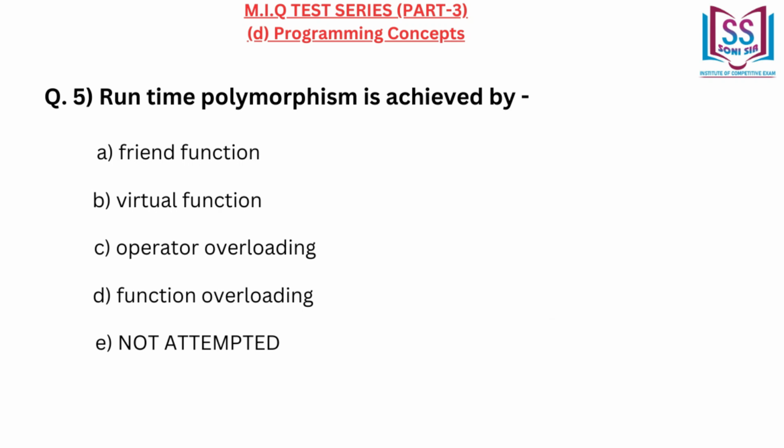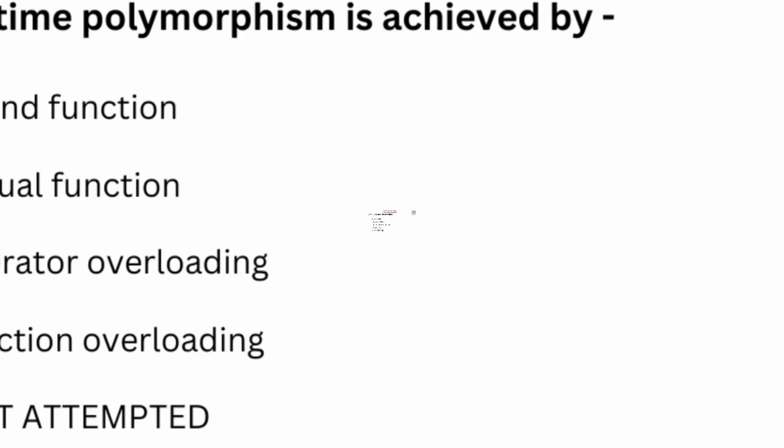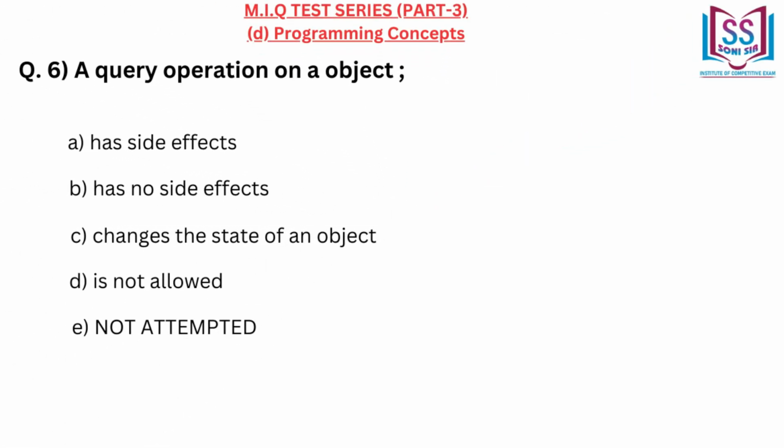Runtime polymorphism is achieved by A. Friend function. B. Virtual function. C. Operator overloading. D. Function overloading. A query operation on an object: A. Has side effects. B. Has no side effects. C. Changes the state of an object.